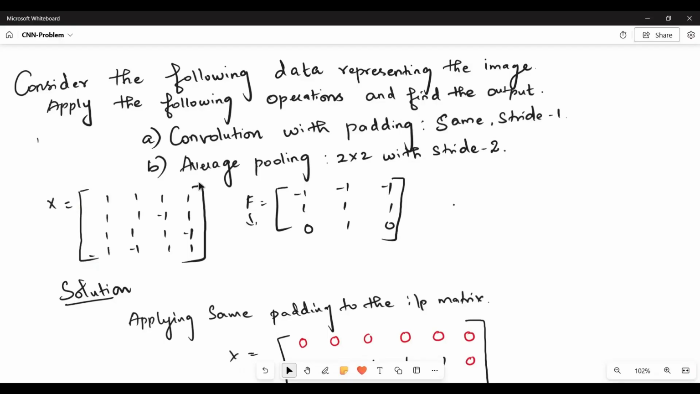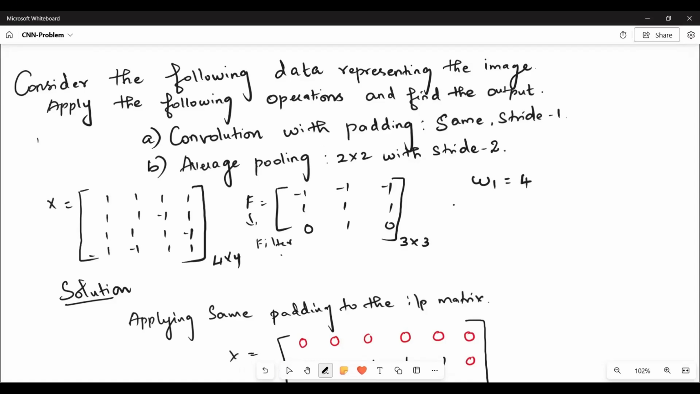Here the size of an input matrix X is 4 cross 4. So it can be represented as W1. What is W1? W1 is the width of the given input matrix, so it is considered as 4. And then F, F is a matrix where the size of the F matrix is 3 cross 3. This F is called as a filter, or we can call this a kernel. So now the size of the F is equal to 3.